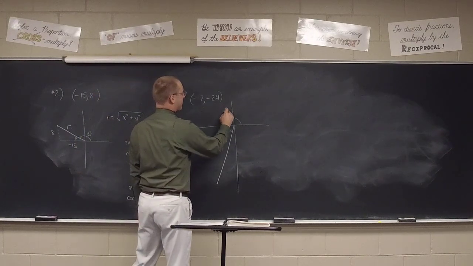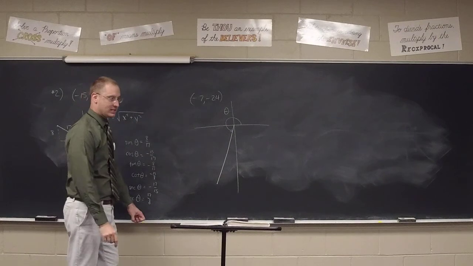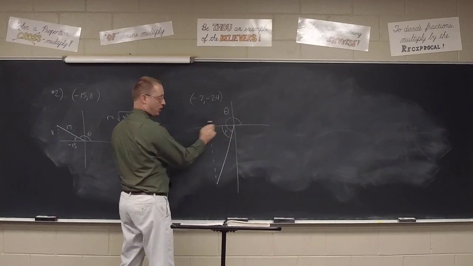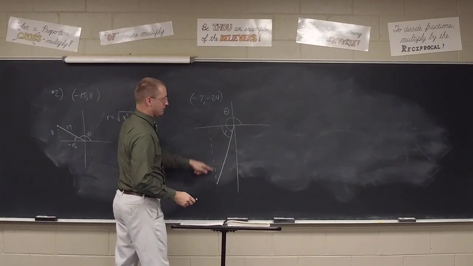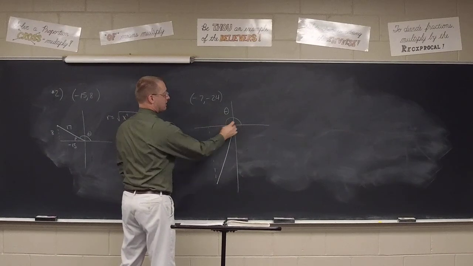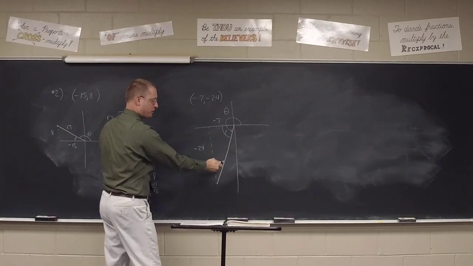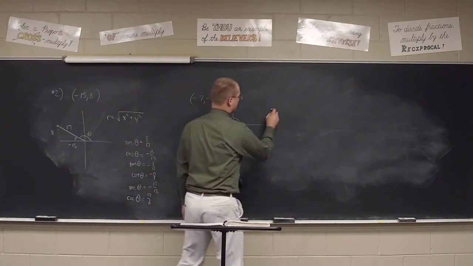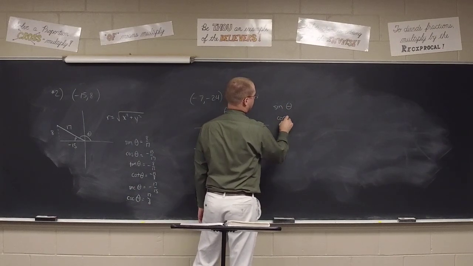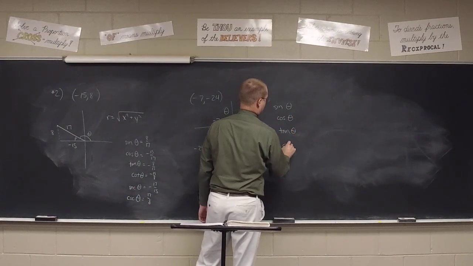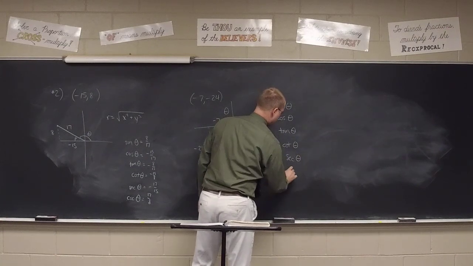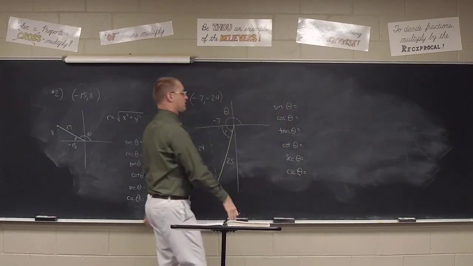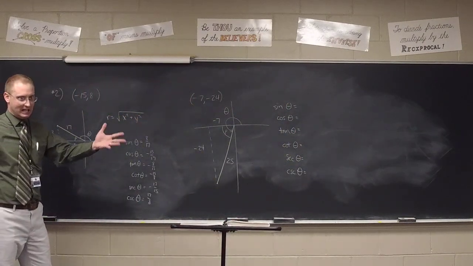Okay, and we need to draw the reference triangle. How do we draw the reference triangle, class? Straight up to the x-axis. So here is rho. This line has what length, class? -24. And then this line, we have to use the Pythagorean Theorem to get 25. All right, so we need the sine, cosine, tangent, cotangent, secant, and cosecant of theta. I'm going to try to be smart and not erase this, because I am lazy.